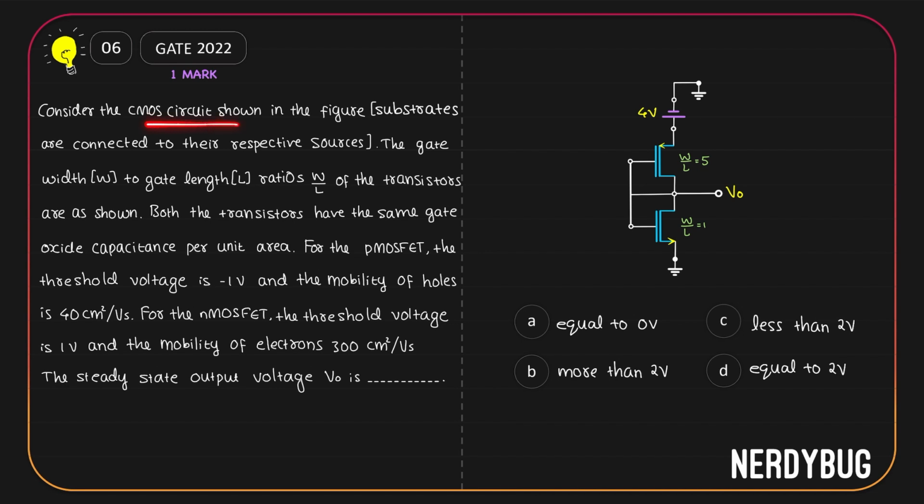We have a CMOS circuit shown in the figure. Substrates are connected to their respective sources. The ratios W by L of the transistors are given in the figure. Both transistors have the same gate oxide capacitance per unit area. For the pMOSFET, the threshold voltage is -1 volt. Mobility of holes is 40 centimeter square per volt second. For the nMOSFET, the threshold voltage is 1 volt and the mobility of electrons is 300 centimeter square per volt second. What we have to find out is the steady state output voltage V0.